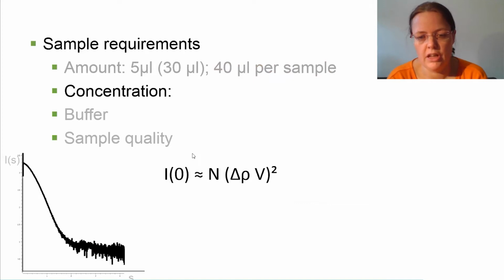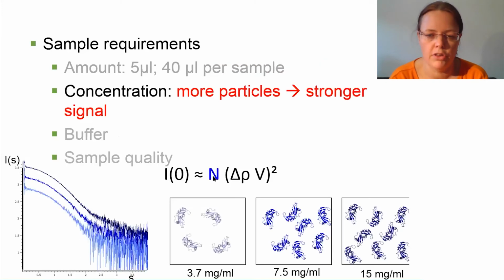And Dimitri was also telling us that it's also proportional to the number of particles. So the scattering intensity is proportional to how many particles you have inside there, which kind of makes sense. If you have more particles, the scattering will be stronger, your intensity will be stronger, your signal to noise ratio will be better. So the higher the concentration, the better your signal.